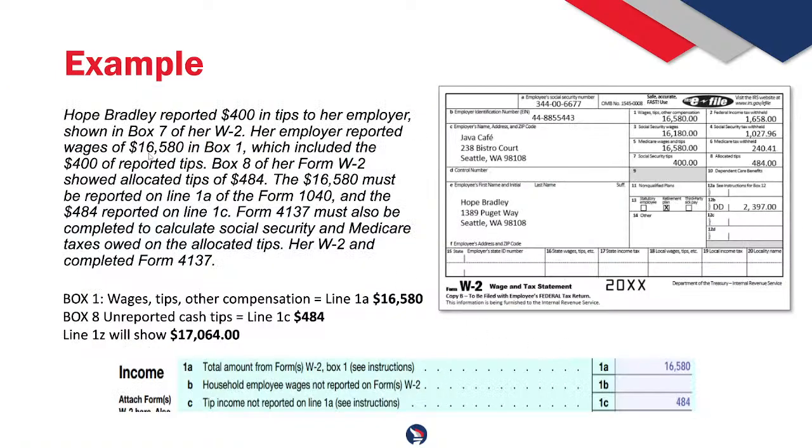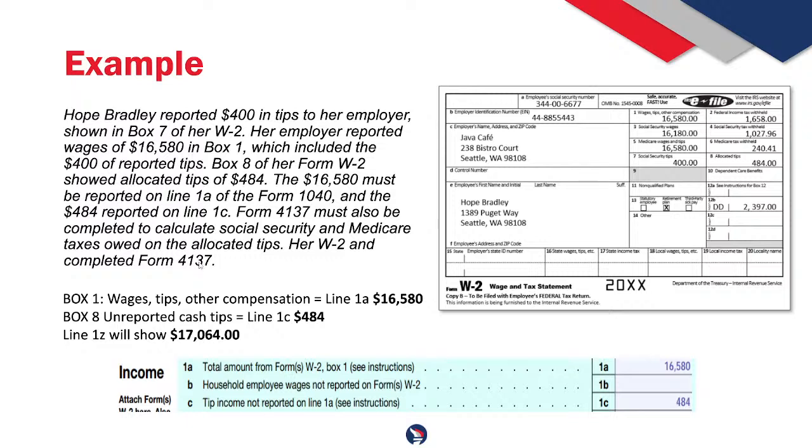So here's an example of a W-2 with basically a lot of the things that we have going on here. Hope Bradley reported $400 in tips to her employer. That's shown in box 7 of her W-2. Her employer reported wages of $16,580 in box 1, which included the $400 of reported tips. Box 8 of her W-2 showed allocated tips of $484. The $16,580 must be reported on line 1A of the 1040, and the $484 on 1C. The 4137 must also be completed to calculate the Social Security and Medicare taxes owed on the allocated tips.